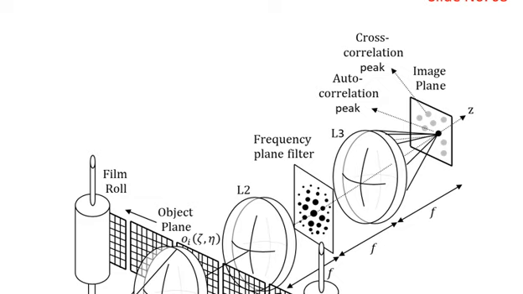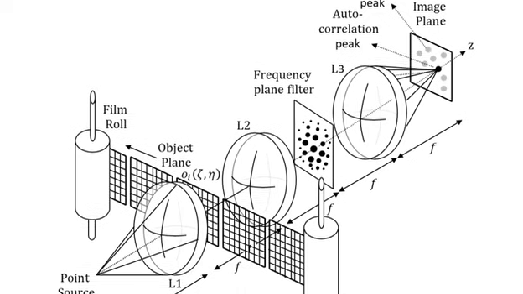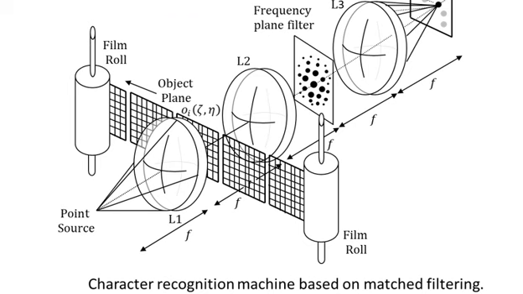So this is the machine, you see. Let me explain the optical step. This is the character recognition machine based on matched filtering. Again, a point source is located at the front focal plane of the lens L1. It means that the beam outgoing on the right side of the lens L1 will be a plane wave. So a plane wave is going towards the lens L2 from the lens L1.